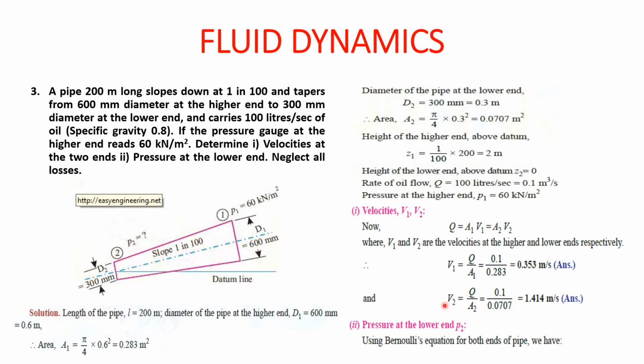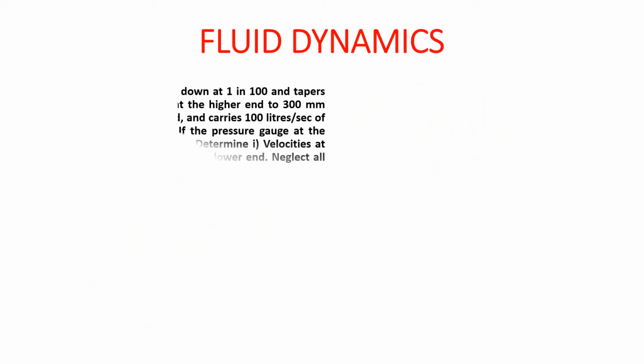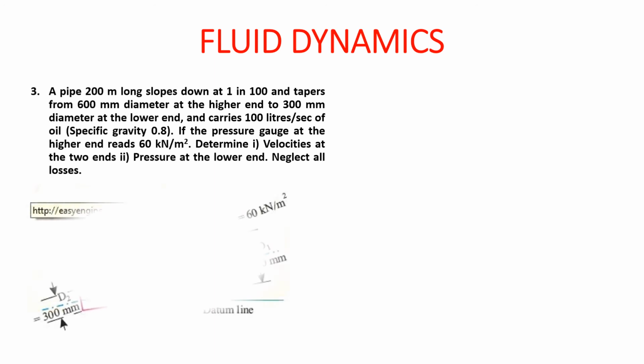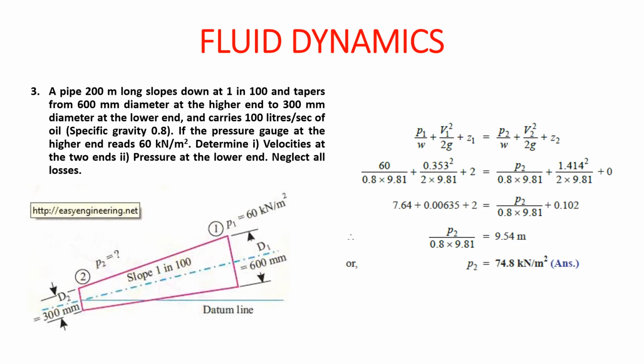Now for V2, it is Q divided by A2. Q is again 0.1 and A2 is 0.0707. So we get the value of V2 as 1.414 meters per second. And now finally we have to find the pressure at lower end, that is P2. At inlet it is given to us as 60 kilonewton per meter square. So we have to find the value at section 2.